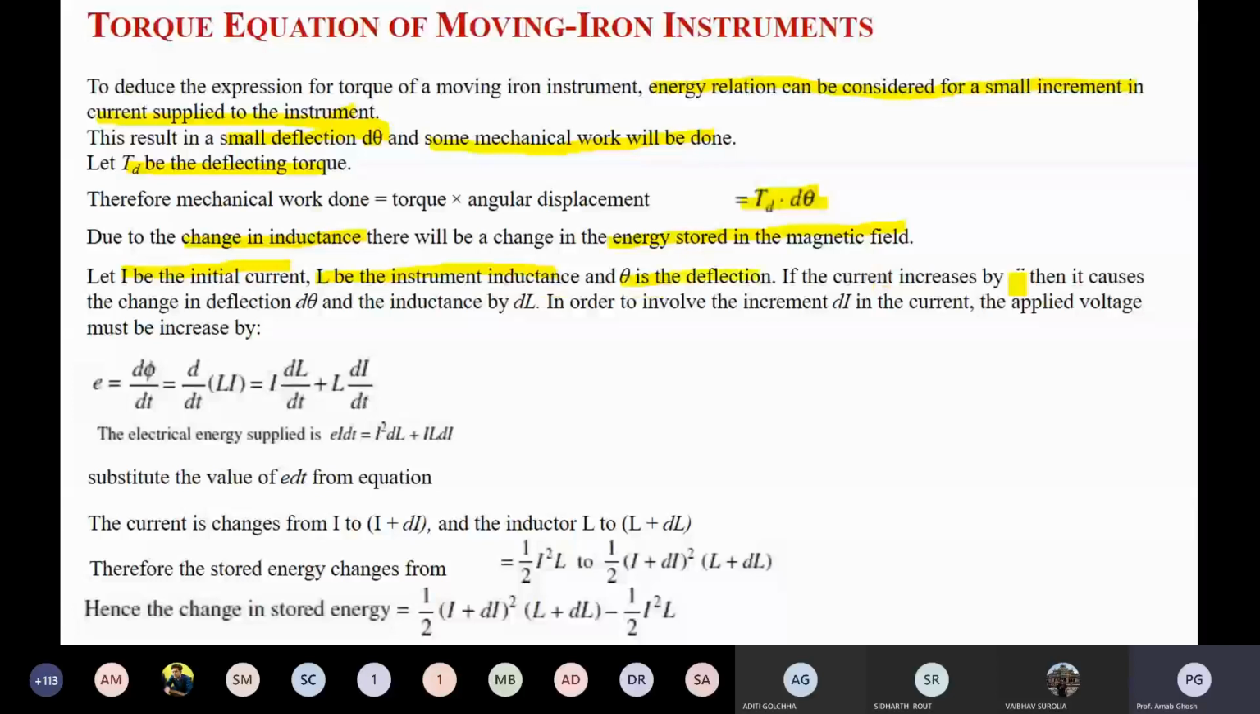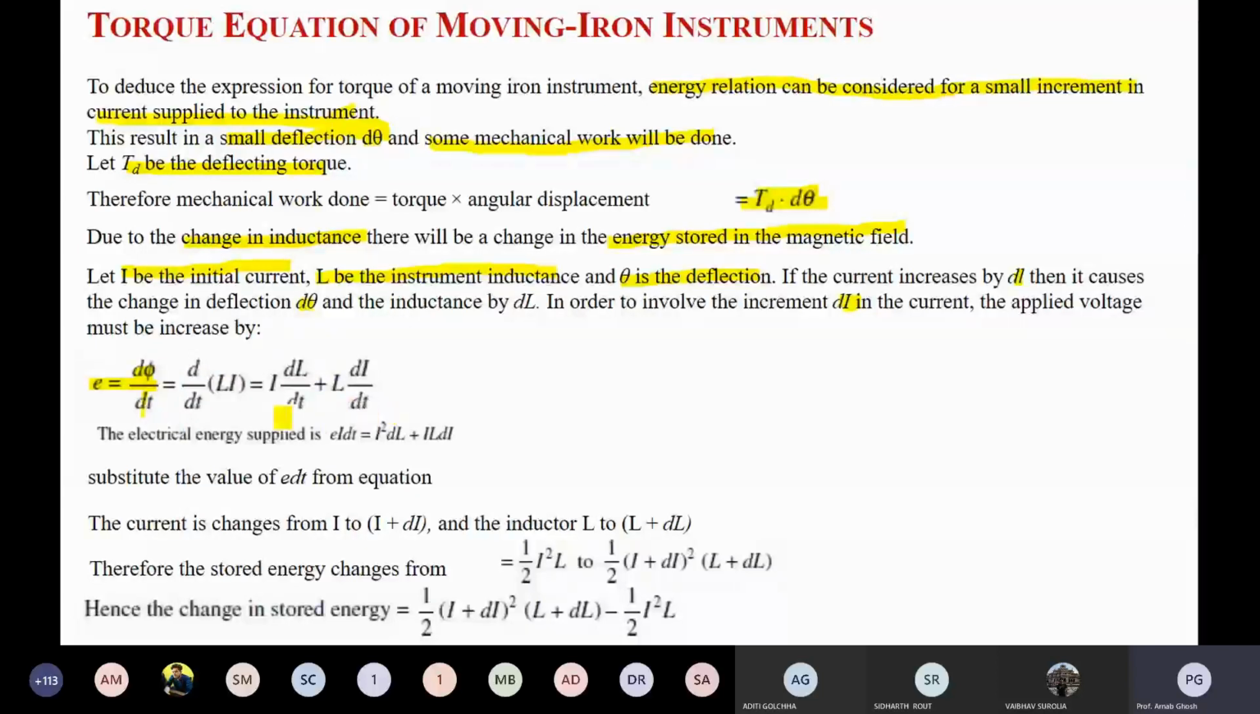If the current increases by di, then it causes a change of the deflection by d theta. Definitely, if the current increases, the deflection will increase. Current will be increased by di, so deflection will be increased by d theta, and the inductance also increases by dL. So to involve the increment of di, the applied voltage must be increased. All of you know that E equals d theta by dt. So you can say theta equals L into I. So it is coming I dL plus L di, all over d theta.